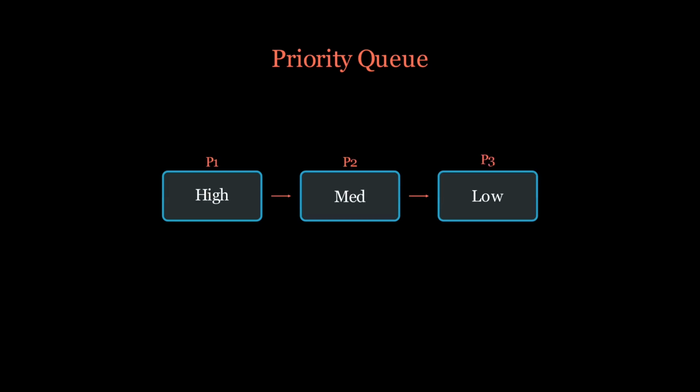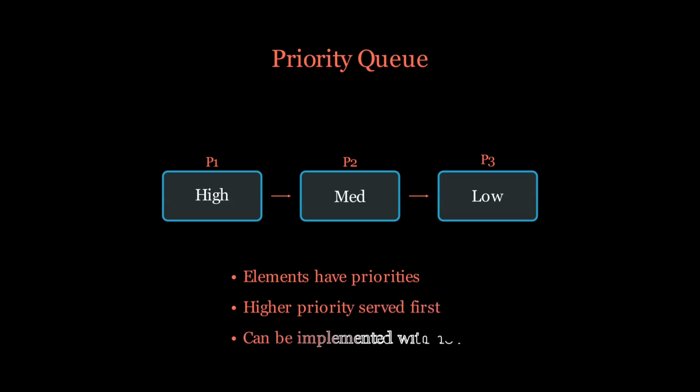Our third variant is the priority queue. Unlike the standard queue, a priority queue organizes elements based on their priority level, not just their arrival time. As you can see, we have elements labeled high, medium and low, each with their priority indicators. Higher priority elements are served first, regardless of their arrival. They are often used with the heap data structure for optimal efficiency.